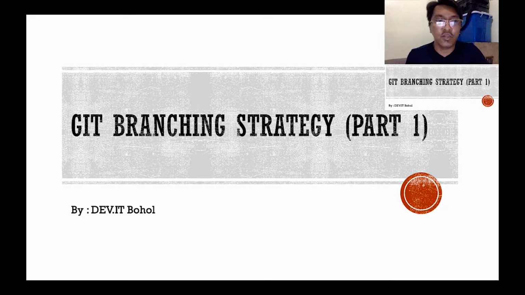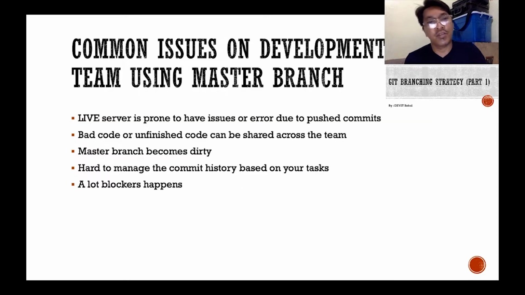Okay, so let's proceed. Common issues on a development team using the master branch. I know some of the teams use Git. They apply Git in their project. They apply commits. They are able to push. They're able to set up a Git repo on Bitbucket. But there are some issues and problems that you will encounter if you're only using the master branch. By default we are always using a master branch, only one branch.